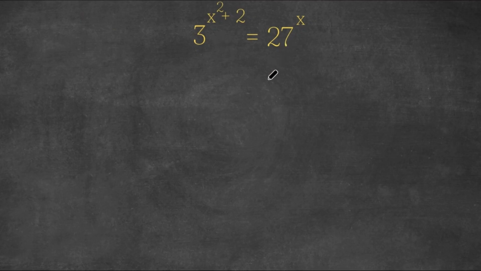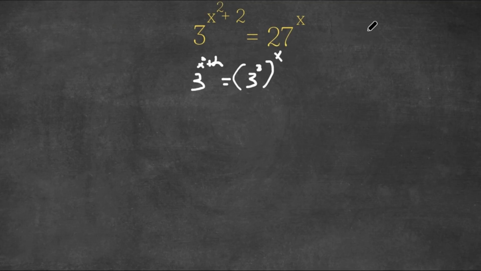And 3 to the power of what equals 27? 3, right? 3 to the power of 3 equals 27. So we're going to change this to 3 to the power of x squared plus 2 equals 3 to the power of 3 to the power of x. All we did was simply replace the 27 with 3 to the power of 3.